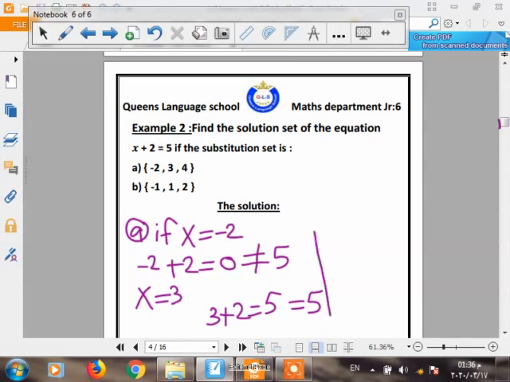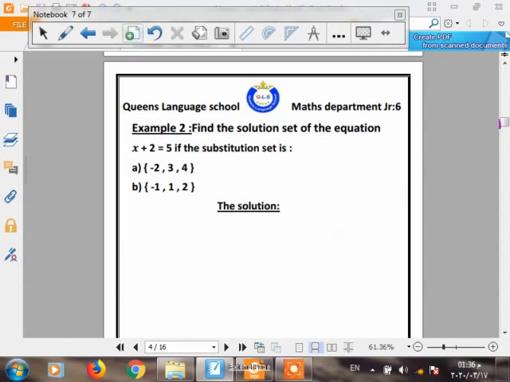Last one, we will check if x equals 4. The left side will be 4 plus 2, which equals what? 6, but 6 is not equal to 5. So the solution set of this example equals what? It's only equal to 3.